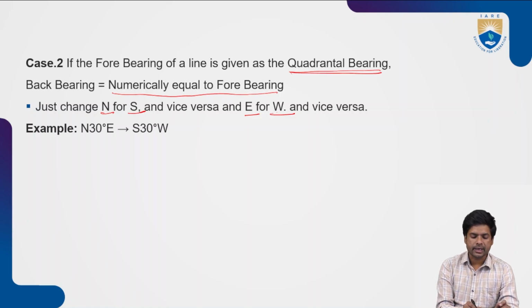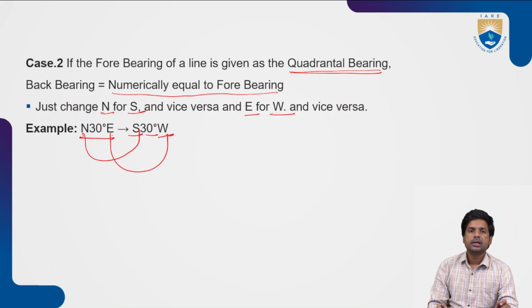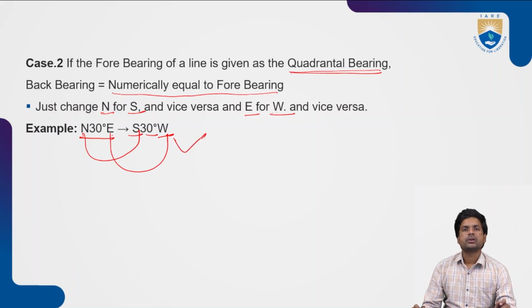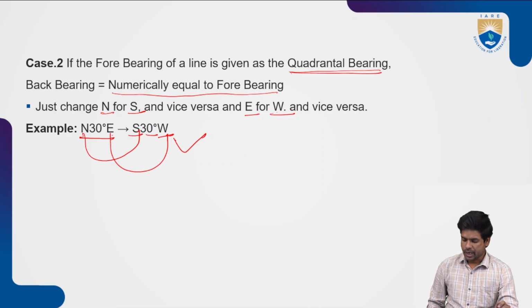So now here you can see the example. The quadrantal bearing is given as forebearing in terms of north 30 degrees east. So now the back bearing will be equals to south 30 degrees west. Just in place of north we are going to keep south, and in place of east we are going to place W, that is west. This is how we are going to calculate the back bearing and forebearing in the traversing.